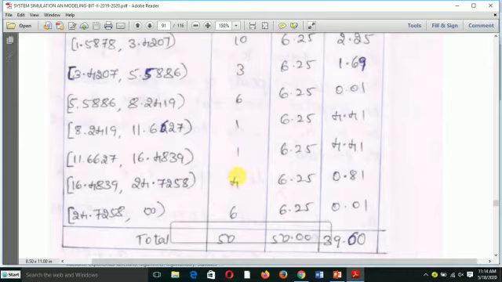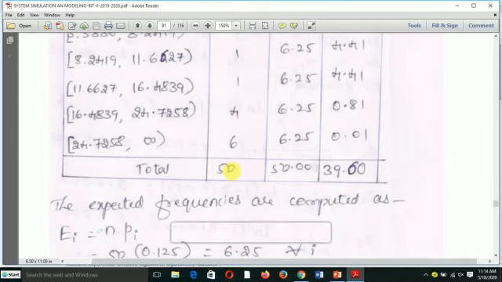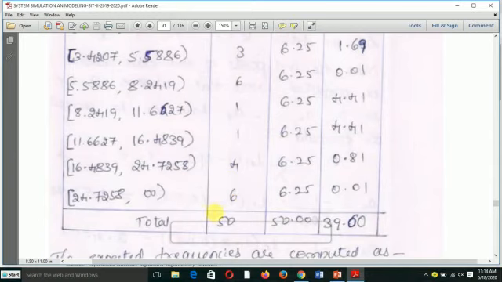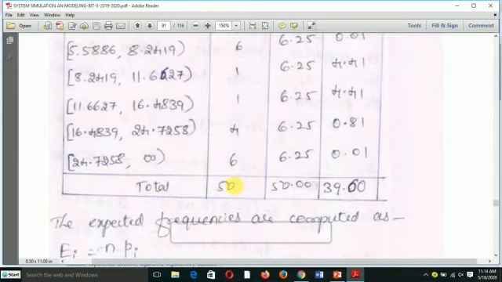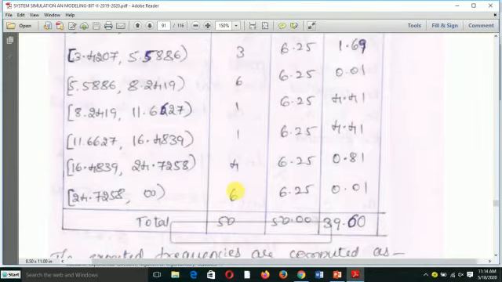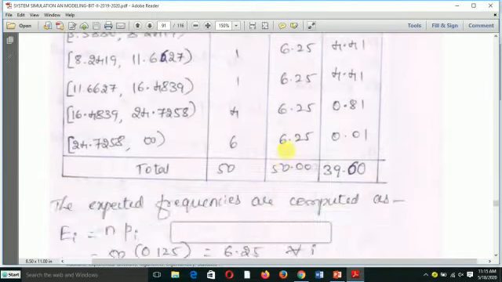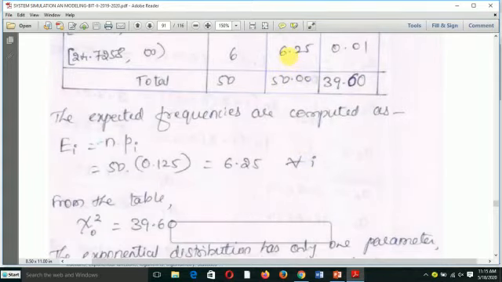If you continue, you check, you find that this range there are only 4 elements like that. Okay, total it will be 50. So to make sure that you have done it correctly, if you add the values, they will give the total value, which is n equal to 50. So what is the expected frequency? It is 6.25. How did we get 6.25?